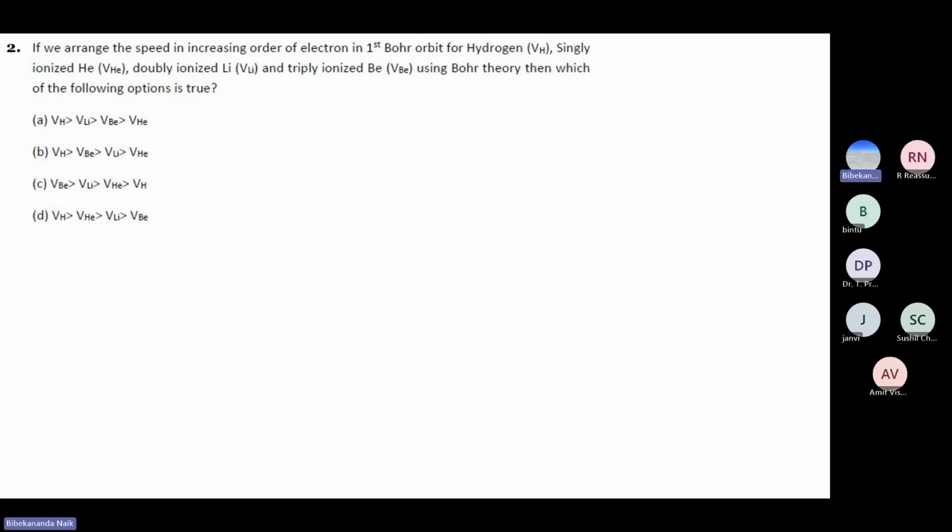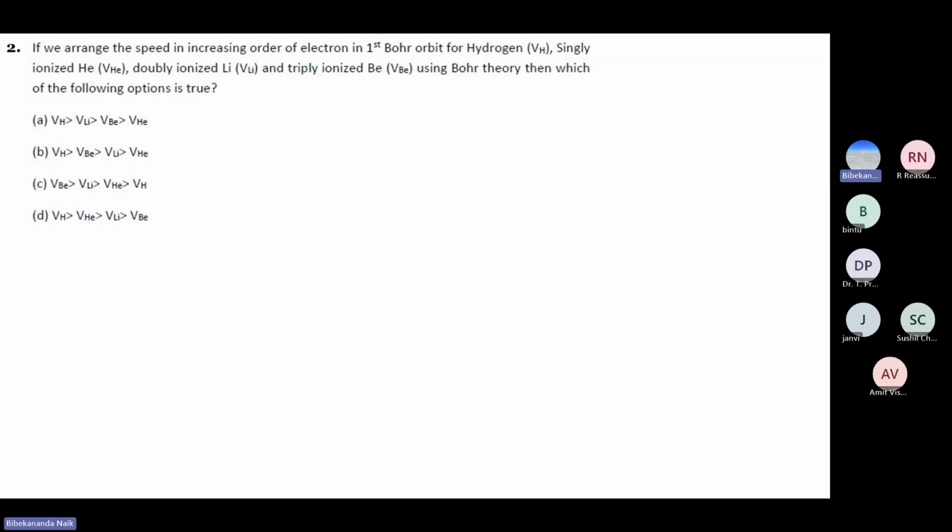Here the question says we need to calculate the speed of the electron in the first Bohr orbit of different atoms using Bohr's theory. So according to Bohr's theory for hydrogen and hydrogen-like atoms, hydrogen-like atom means the atoms which have only one electron. Hydrogen has a single electron. Singly ionized helium, because helium has two electrons, if it is singly ionized, then it has only one electron again. Then doubly ionized lithium has also one electron, and triply ionized beryllium has one electron.